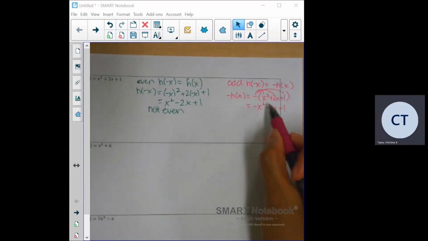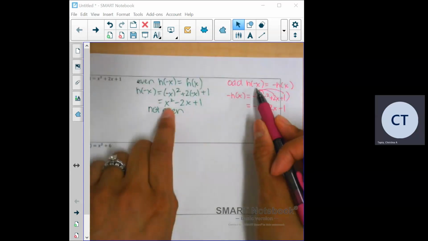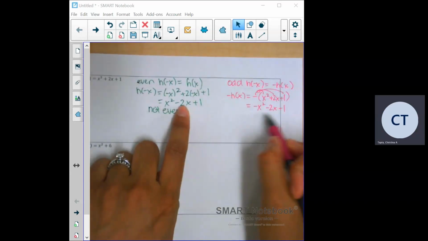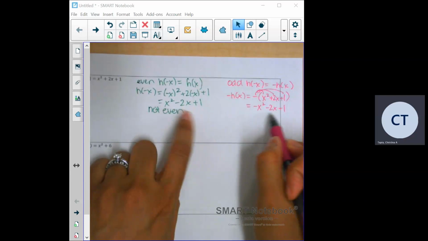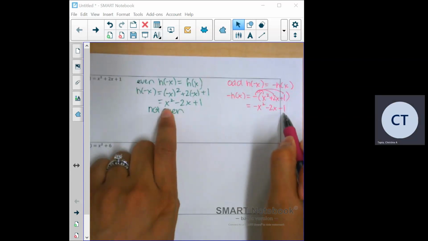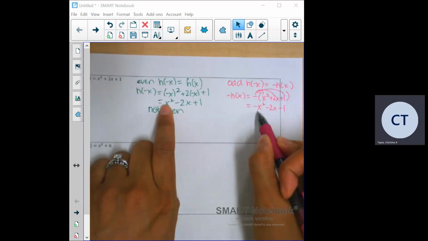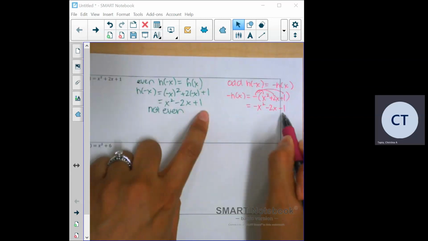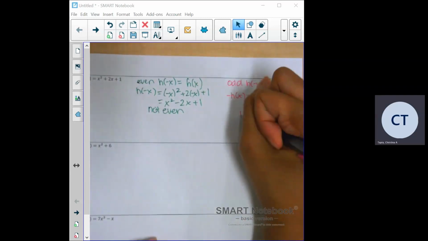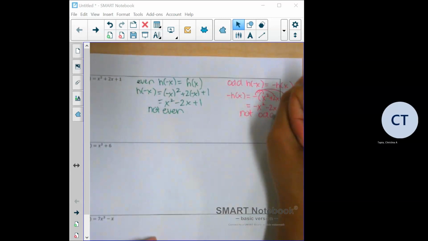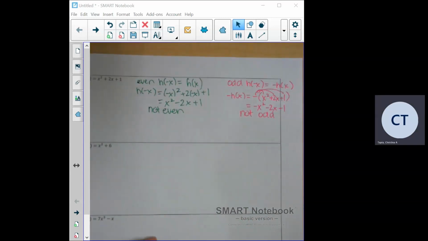To determine if it's odd, I need to see if h of negative x matches negative h of x. Do these match? They do? No, they don't. This is negative and this is negative. These two aren't negative in green. So unfortunately, this is not odd. If it's not even and it's not odd, what is it?